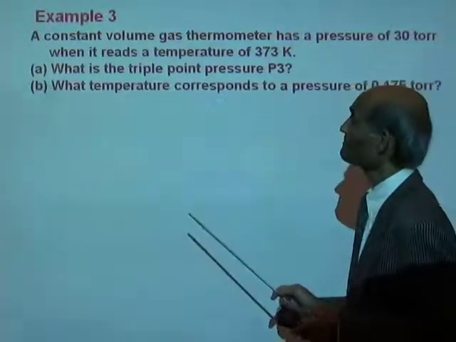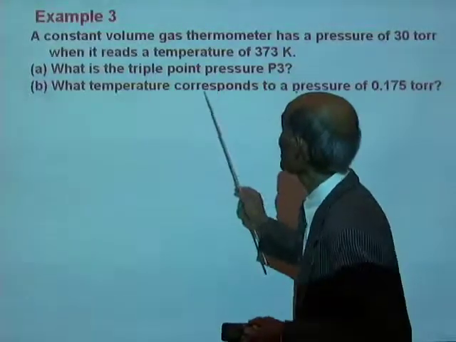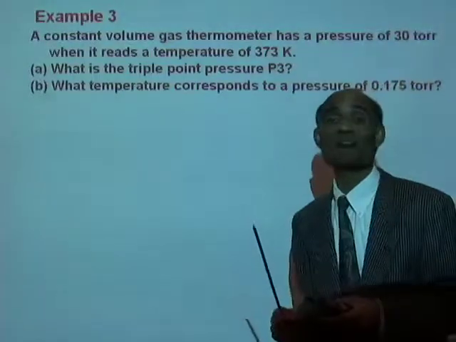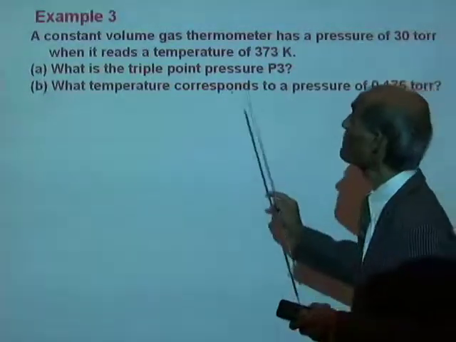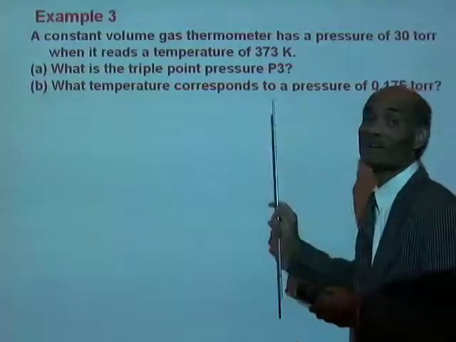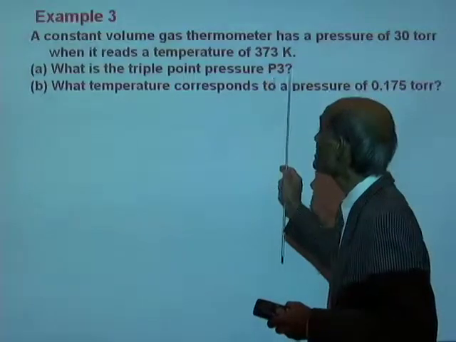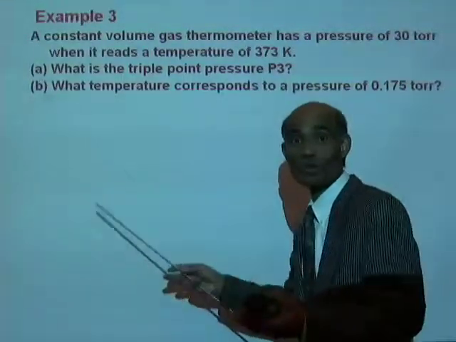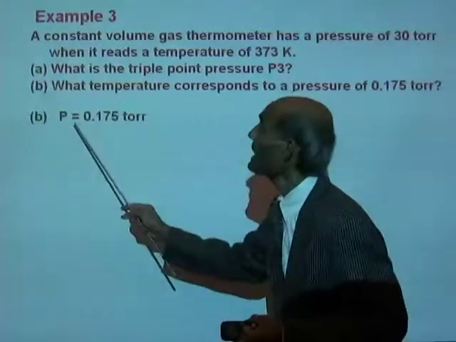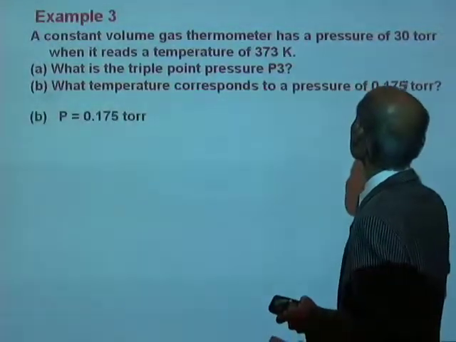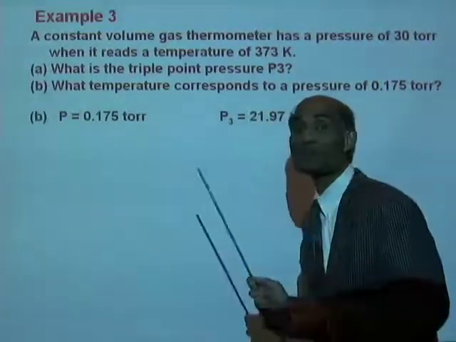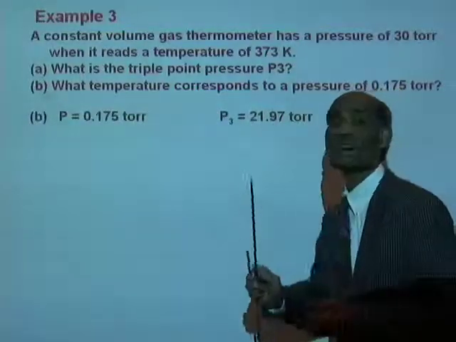How about part B? What temperature corresponds to a pressure of 0.175 torr? This time you need to find the temperature corresponding to this pressure. We have already calculated the value of P3, so we're going to use that value here. The measured pressure P is 0.175 torr. The value of P3 is 21.97 torr.